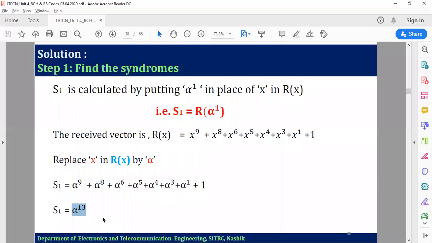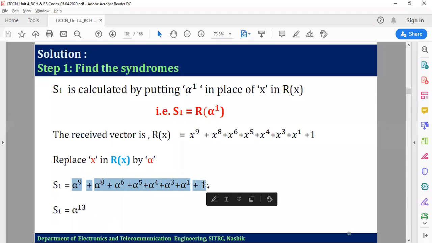Please everyone, use your GF 2 raised to 4 Galois field table and reduce this equation: alpha 9, alpha 8, alpha 6, alpha 5, alpha 4, alpha 3, alpha and 1. And check whether it is correct or not. The answer is alpha raised to 13. But please check at your end. Those who are getting the answer alpha 13, please let me know whether it is correct or not.